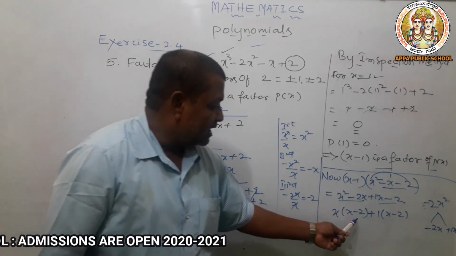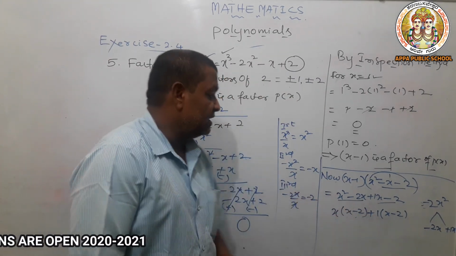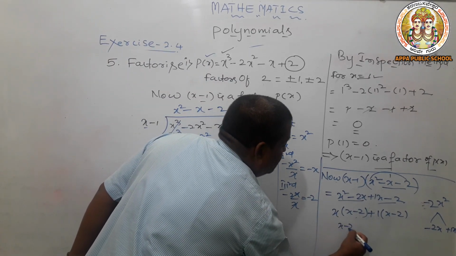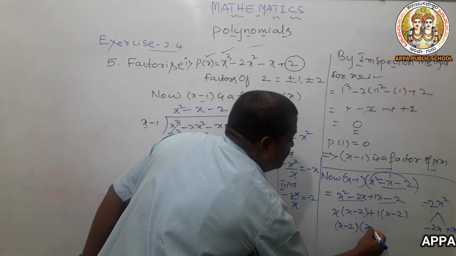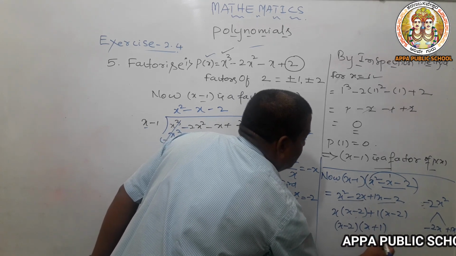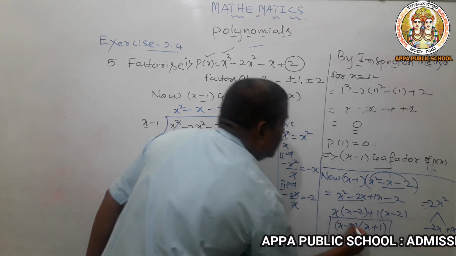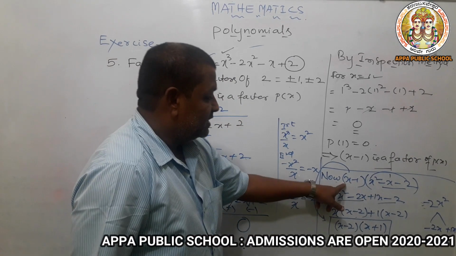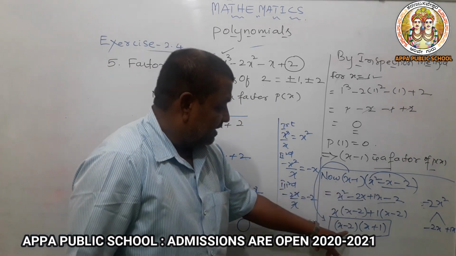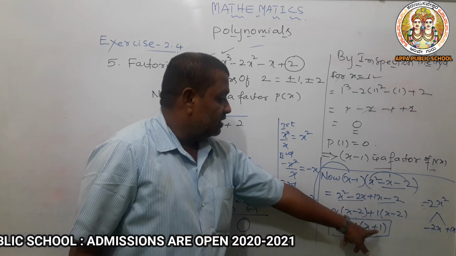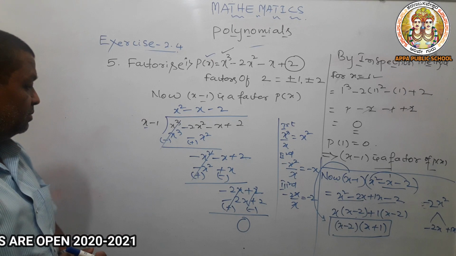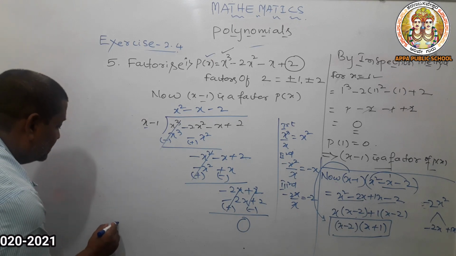You observe both brackets as x minus 2, x minus 2. Then we are in the right form. So take that x minus 2 common once again. What is left here? x on this side, plus 1. So finally we got this. Already x minus 1 is here, so totally x minus 1 into x minus 2 into x plus 1 are the factors of this cubic polynomial. So write your answer.